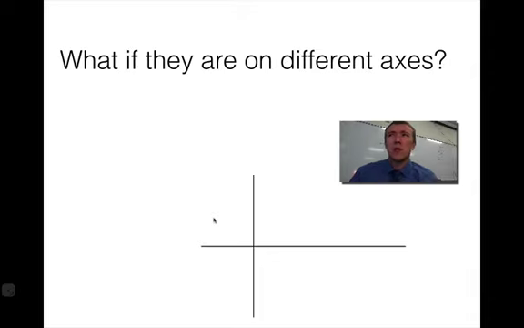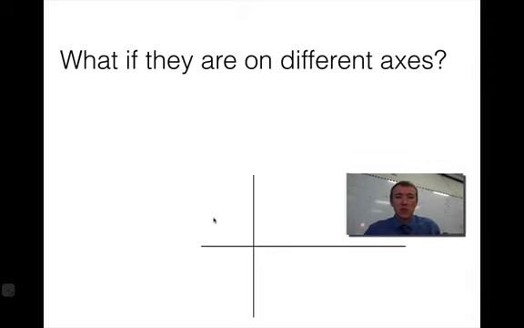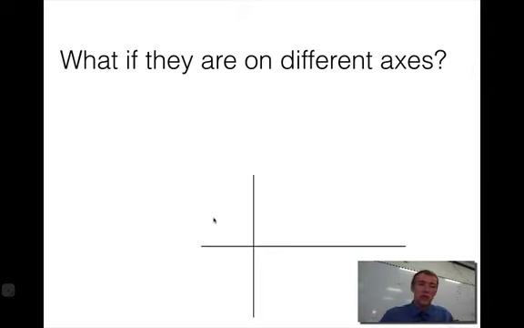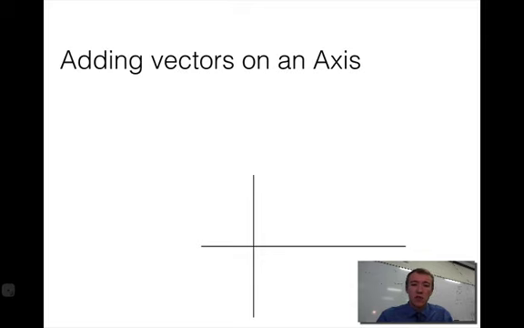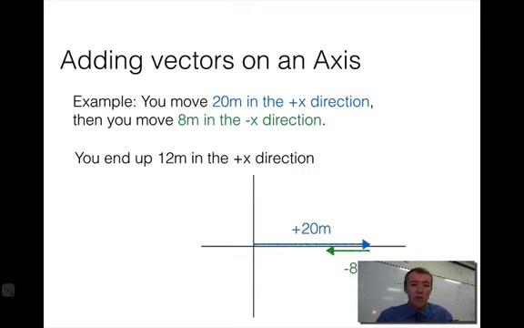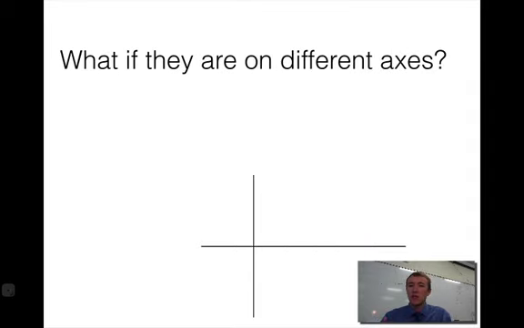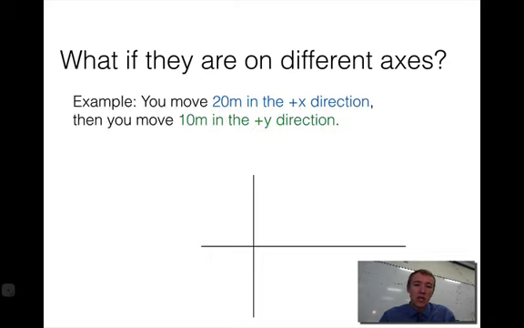Now, what if they're in different axes? What if they're going in different directions? The example we just did was an example when everything was moving in the horizontal axis. What if they're moving in different directions, different axes, different dimensions? So here's an example. What if we move 20 meters in the positive x direction, but then move 10 meters in the positive y direction?